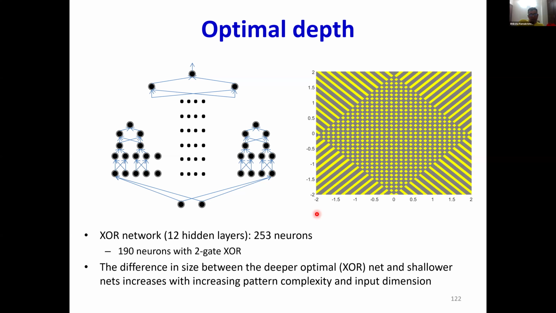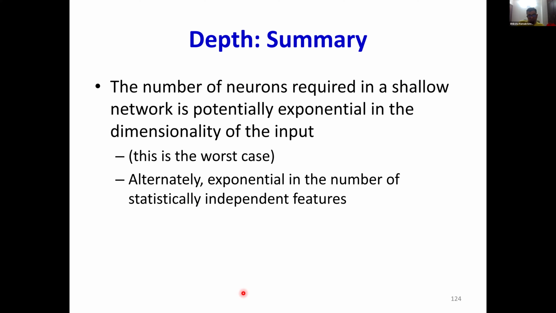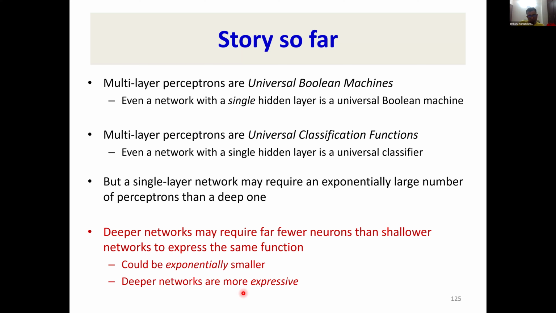Right. So the number of neurons required in a shallow network is potentially exponential in the dimensionality of the input. Alternately, exponential in the number of statistically independent features, but there's a little more to it, which we will see. What we are adding to the story so far is that deeper networks may require far fewer neurons than shallower networks to express the same function. In principle, it could be exponentially smaller, so deeper networks are just more expressive, right?